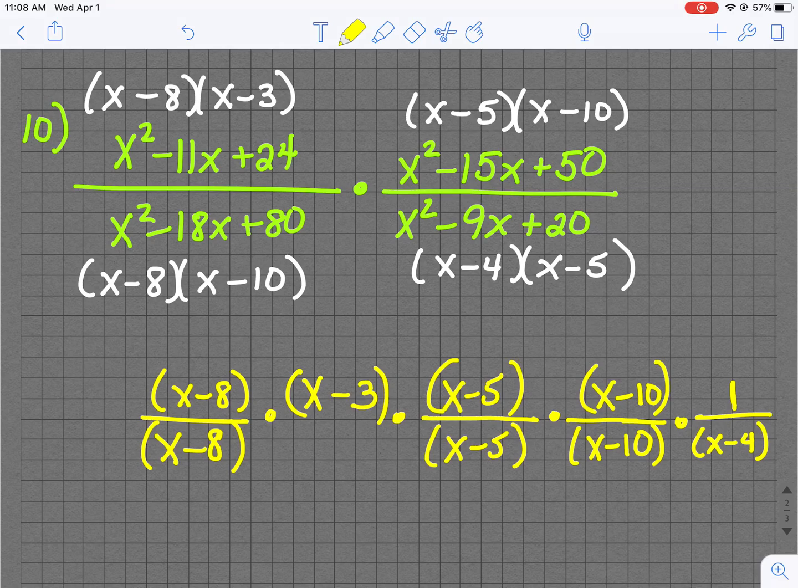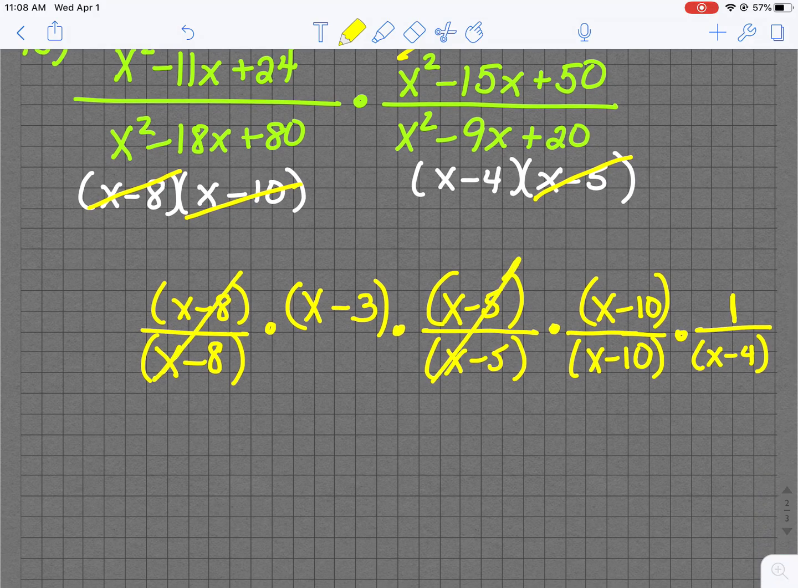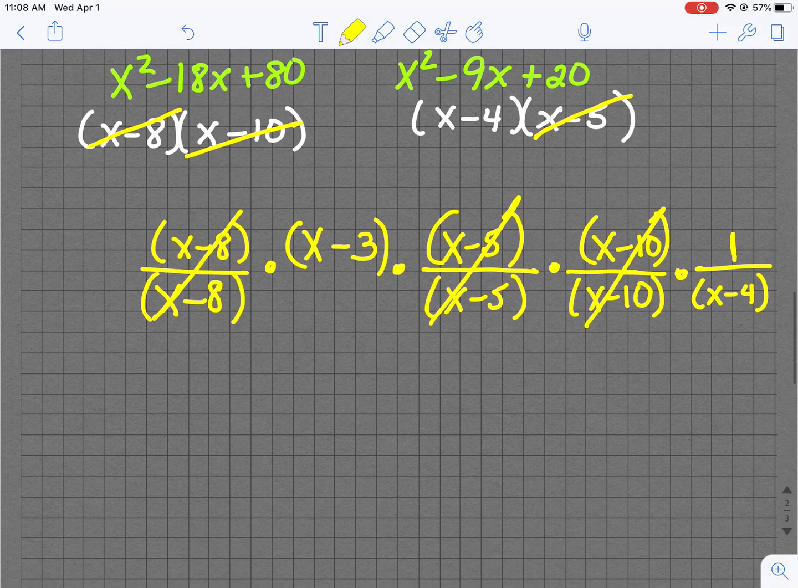Now, you don't have to do all these steps. I could go back here and say, well, I have an x minus 8, so that cancels this chunk. So if you look above, I'm canceling out. I have an x minus 10 that can cancel with x minus 10. And then I have an x minus 5 that can cancel with an x minus 5. So you could skip the yellow step and do your canceling in the above. It doesn't have to be reordered, but I reordered it. And so then what we're left with is x minus 3 over x minus 4.